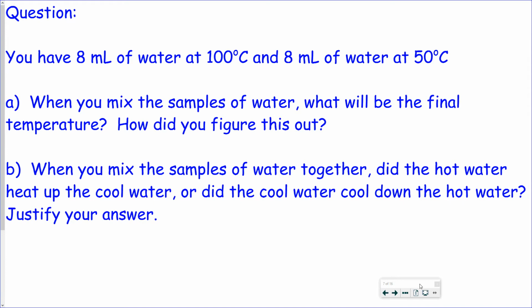Here's a question that I'd like you to pause the video and think about. You have 8 milliliters of water at 100 degrees Celsius and 8 milliliters of water at 50 degrees Celsius. When you mix the samples of water, what will be the final temperature, and how did you figure this out? And then the main question here is, when you mix the two samples together, did the hot water transfer heat to the cool water, or did the cool water cool down the hot water?